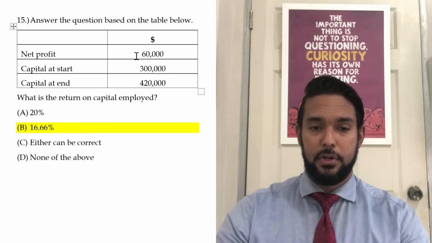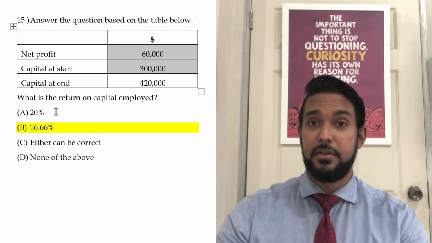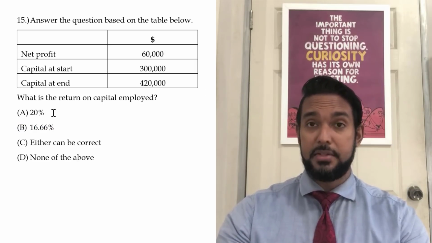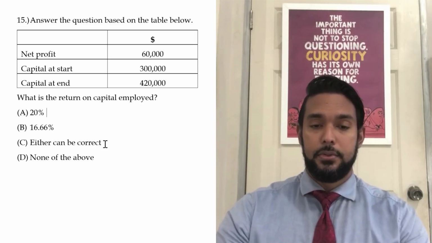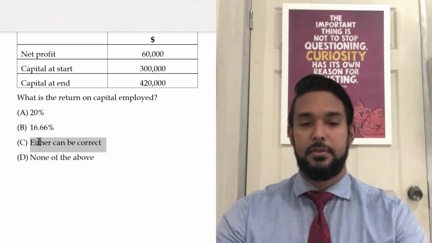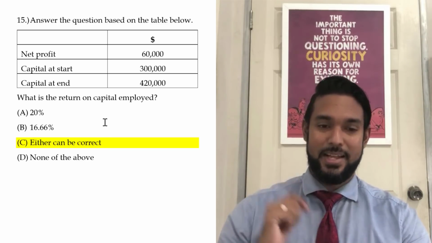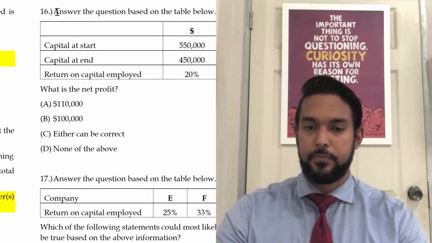Now, if you took net profit and divided by capital at start, you will get 20%. 20% could also be a valid answer, especially if you used capital at start instead of average capital. So C here is the answer, or that's the answer I intended. Let's go back up now to number 16.